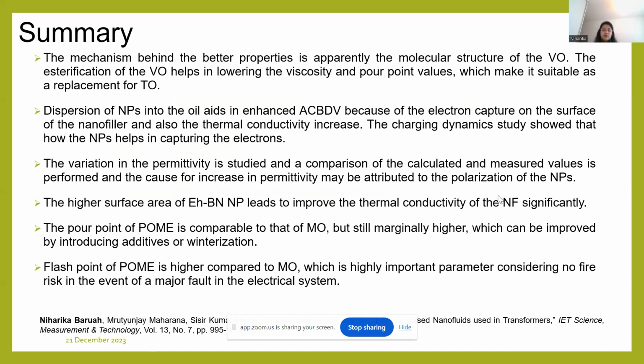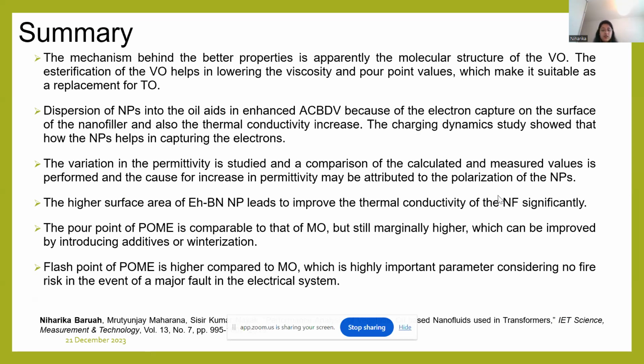So from this study, it's seen that the mechanism behind the better properties is apparently the molecular structure of the vegetable oil. The esterification of the vegetable oil helps in lowering the viscosity and the pour point values, which makes it suitable as a replacement for the transformer oil. Dispersion of nanoparticles in the oil aids in enhanced AC breakdown voltage because of the electron capture on the surface of the nanofiller, and also the thermal conductivity increases.